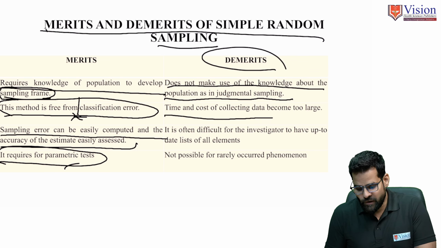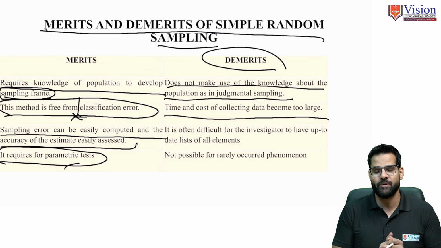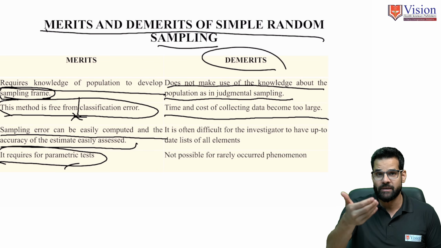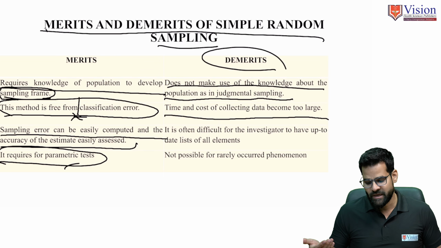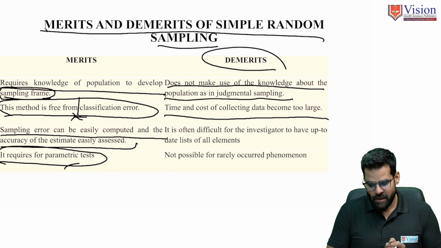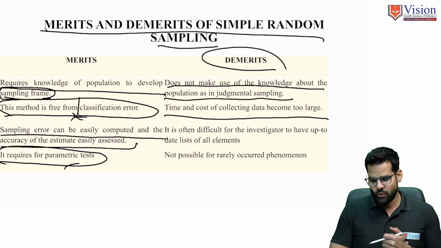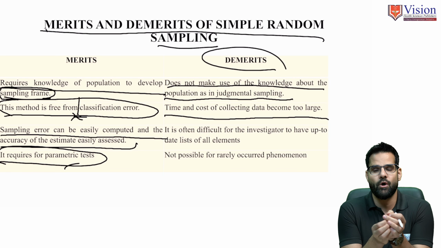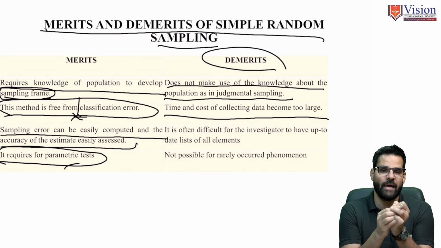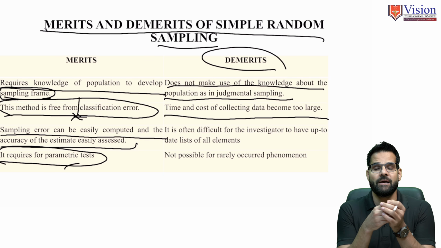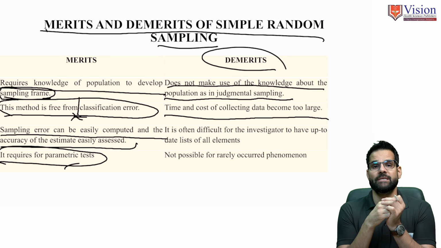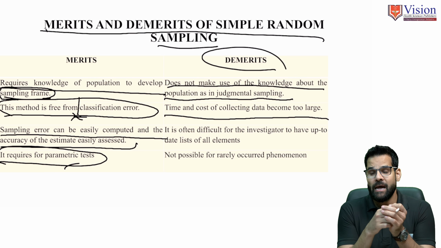Time and cost of data collection is too large. That's because you have to make a sampling frame, and then go for a selection method, random table or software based, whatever. So sometimes it takes time. It is often difficult for the investigator to have an up-to-date list of all elements. I think the biggest drawback, if I talk about random sampling, is having an updated sampling frame. If your sampling frame is not updated, it is something that has an error.